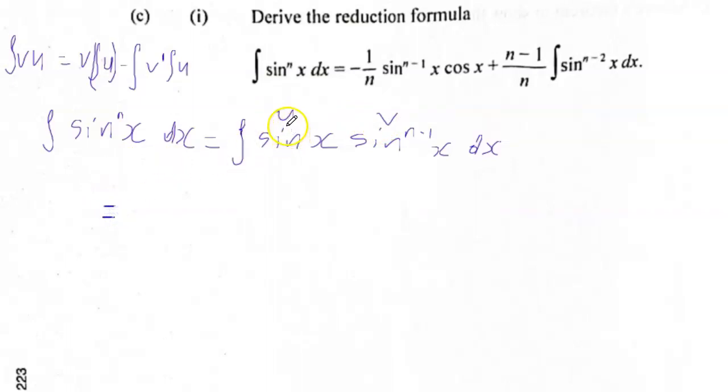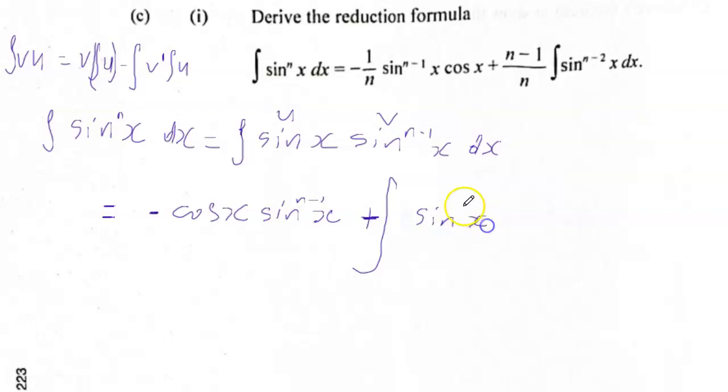So integrate u, integrate sine, that's minus cos, and I keep my sin x to the power n minus 1. Minus integral, and this time I'm going to repeat the integral of u, which is the negative cos x, times the derivative of my v, which was sin x to the power n minus 1. So a double negative gives a plus.